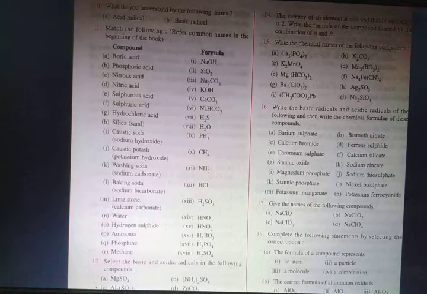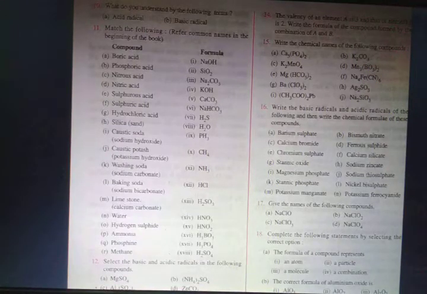Magnesium phosphate, Mg3(PO4)2. Sodium thiosulfate, Na2S2O3. Stannic phosphate, Sn3(PO4)4. Nickel bisulfate, Ni(HSO4)2. Potassium manganate, K2MnO4. Potassium ferrocyanide, K4Fe(CN)6.